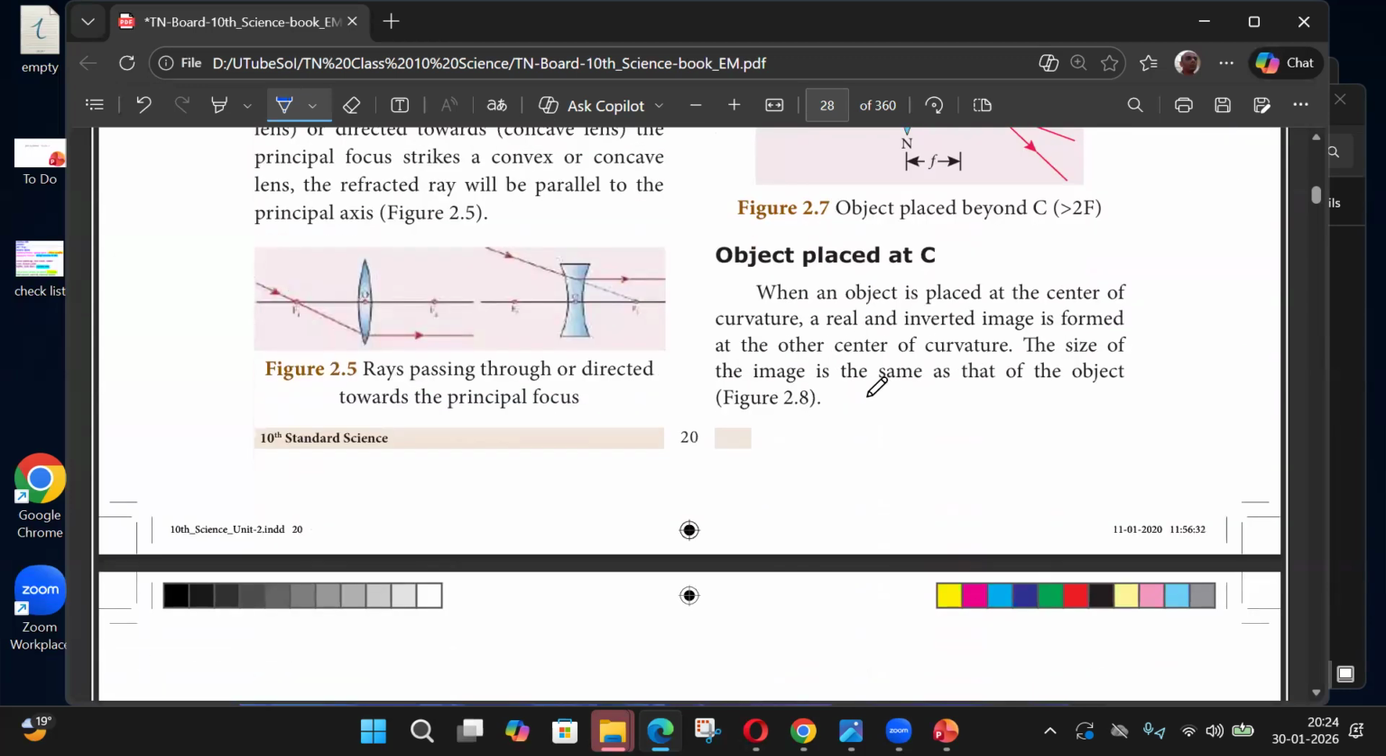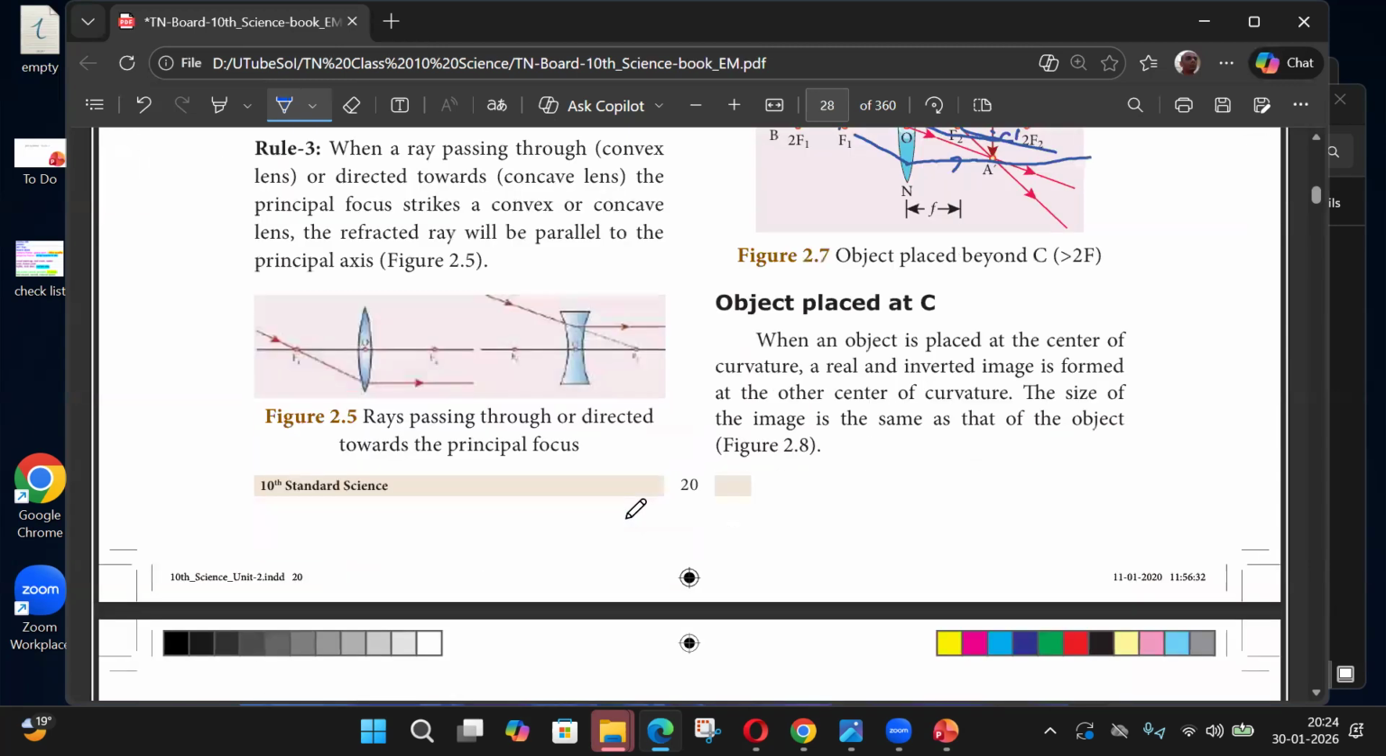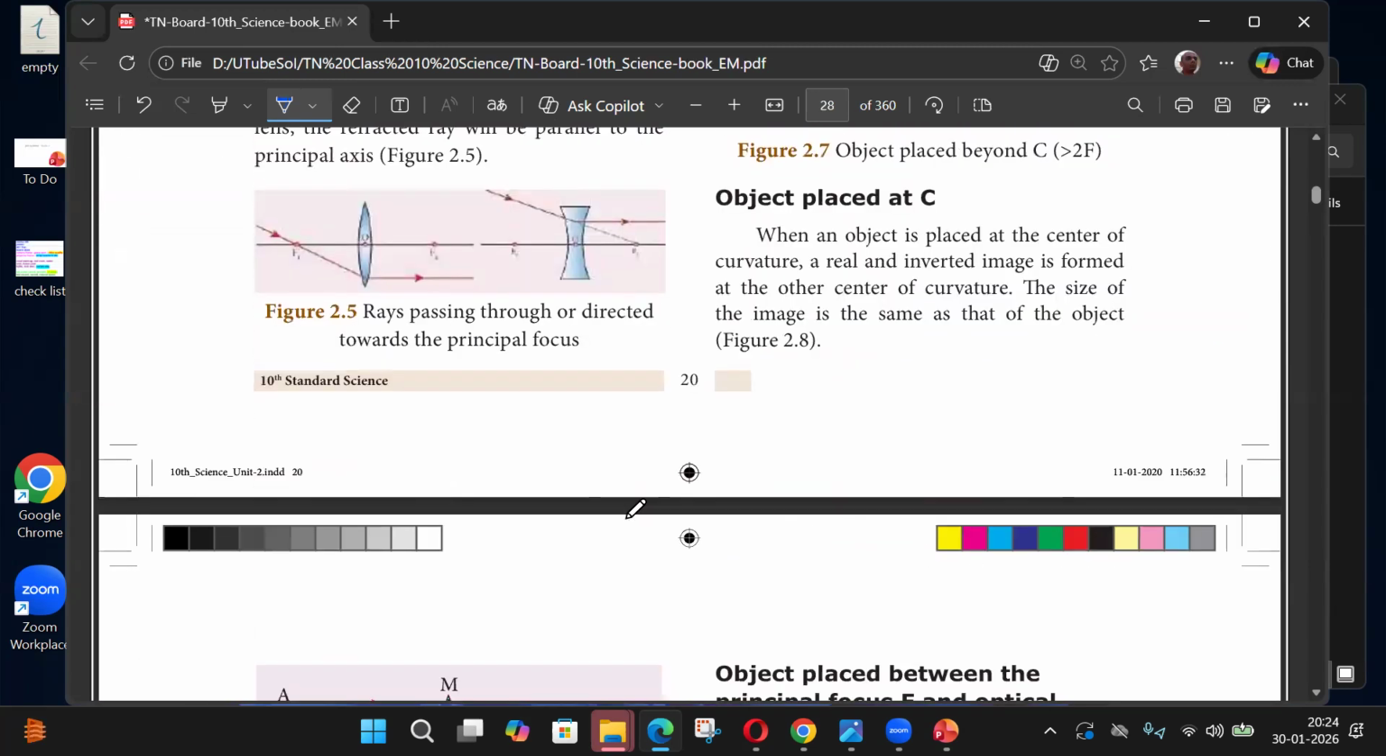Okay, object at C. Again, you take two rays. One is parallel to the principal axis. After refraction, it goes to the focus. Another is to the center, it will go undeflected. So this is the center of curvature, which is twice the focal length. So at this point, the object size and image size are the same. Again, it's real and inverted.